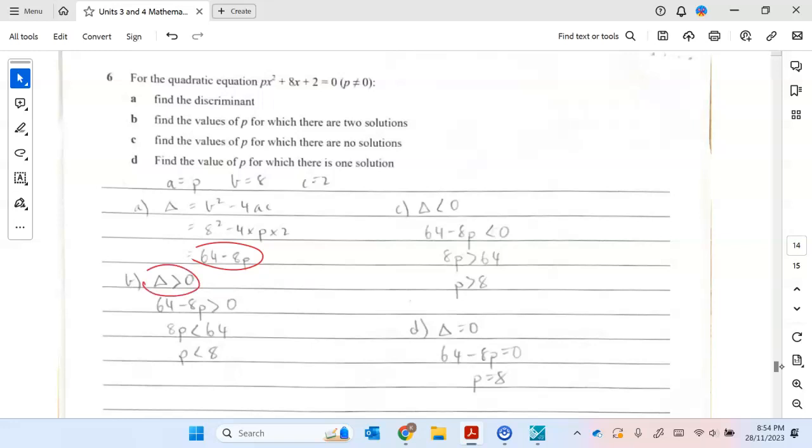So here we don't have to worry about having, this is actually probably easier than the previous questions that we've done. So when p is less than 8, we have two solutions. When p is greater than 8, we have no solutions. And then when p is equal to 8, we have one solution.